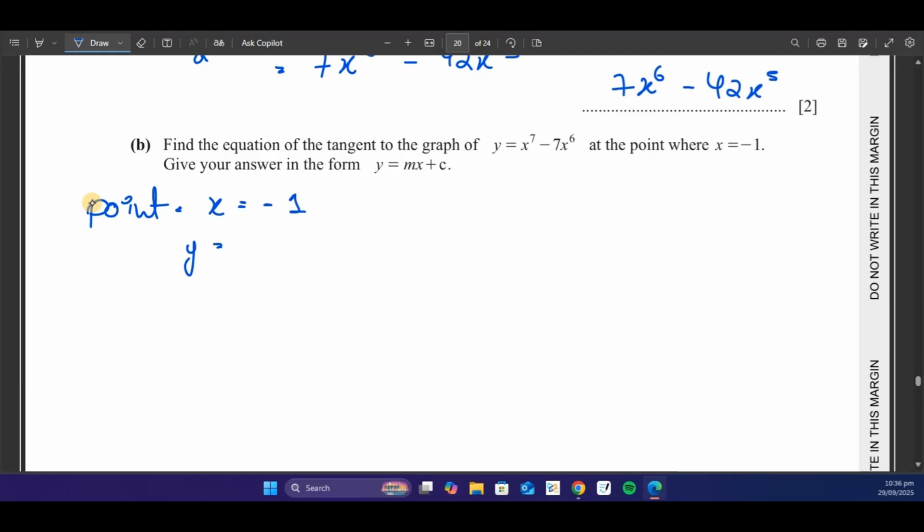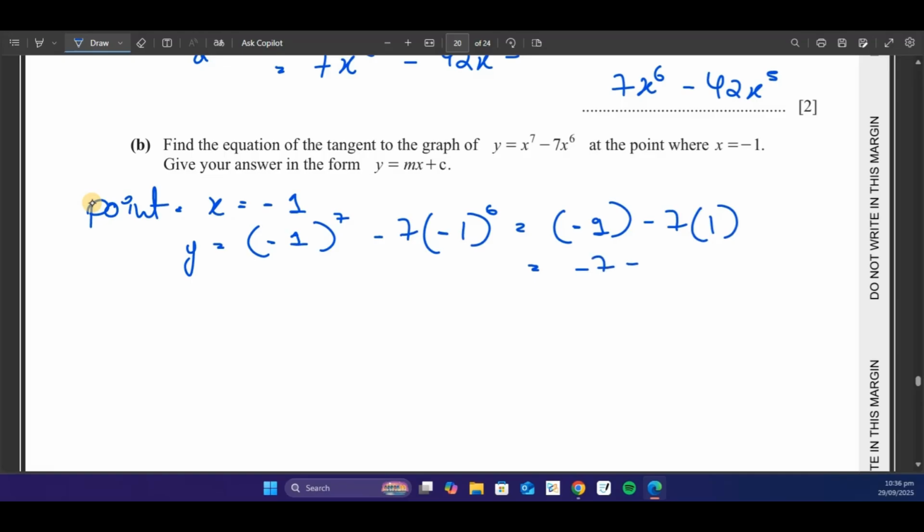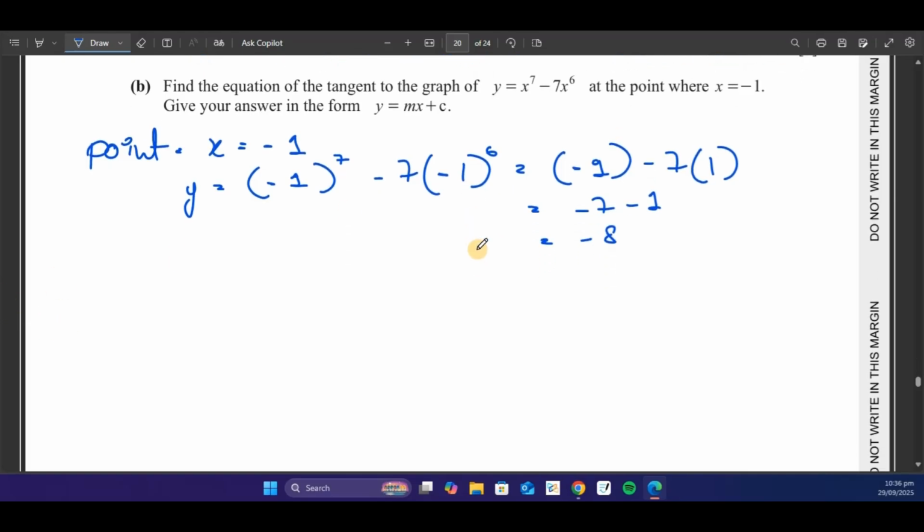Okay, so y equals (minus 1)^7 minus 7(minus 1)^6, which is minus 1 minus 7. This would give us minus 7 minus 1, which is minus 8. Alright, perfect. Now, time for the gradient.